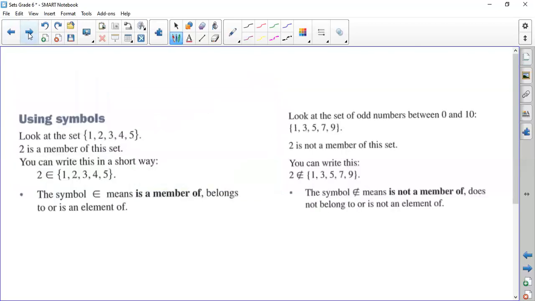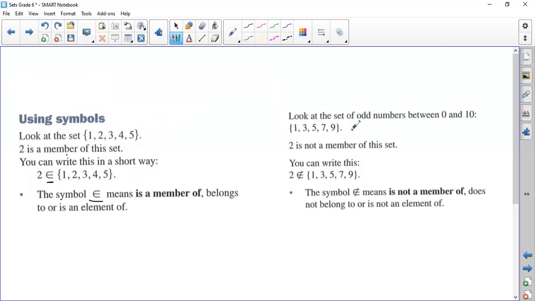There are some other concepts and symbols that we use in sets. One of them shows when an element or a number is a member of a set or not. If we have the set 1, 2, 3, 4, 5, we can say that 2 is a member of this set, and it is shown by this symbol. 2 is a member of the set 1, 2, 3, 4, 5. So it means is a member of, or is an element of.